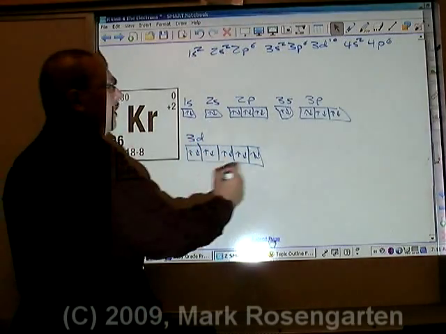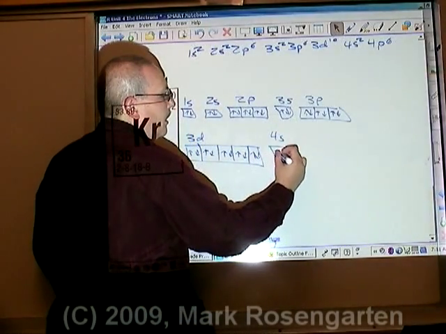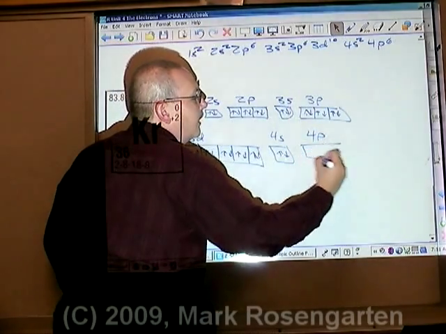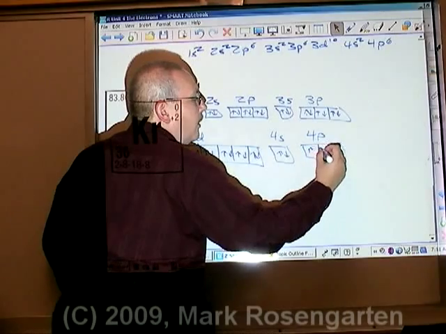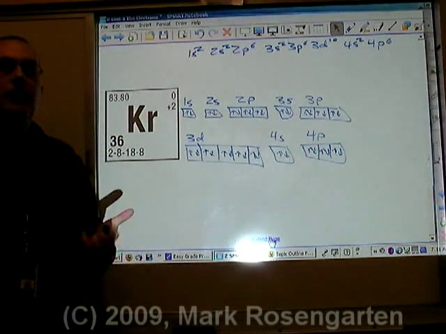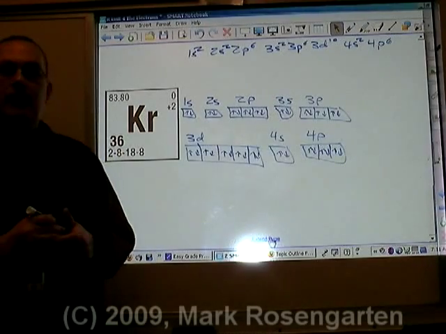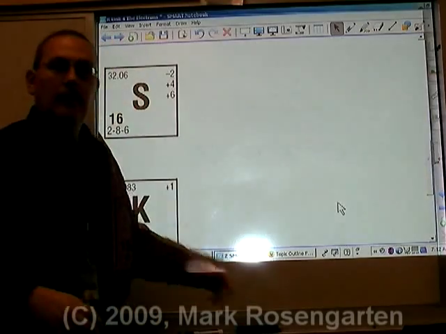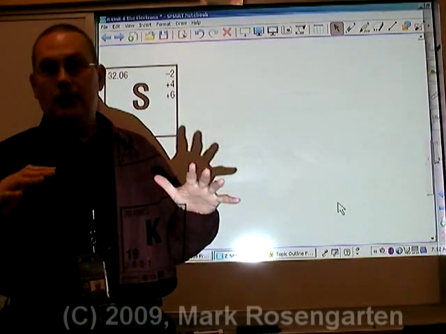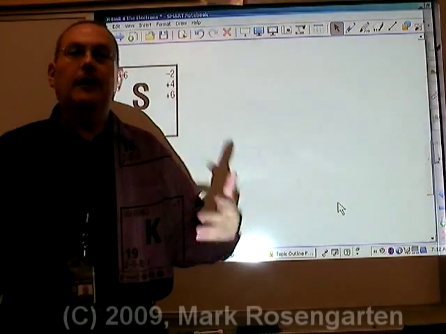Almost done. 4s. Up, down, and then there's 4p, 6 electrons, which means the first 3 get their own, and then the other 3 have to share. And that is the orbital notation or box diagram for Krypton. And that's how to diagram electrons from their most general energy levels to the most specific orbitals.